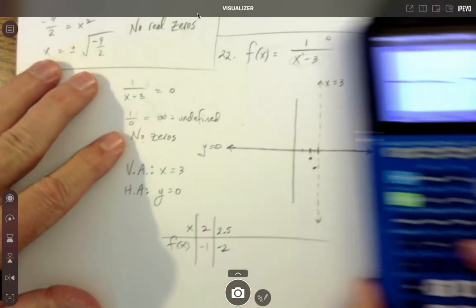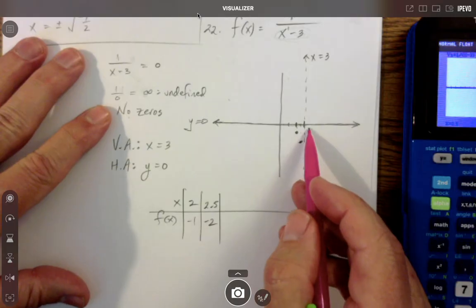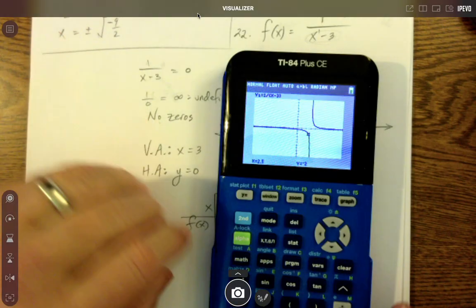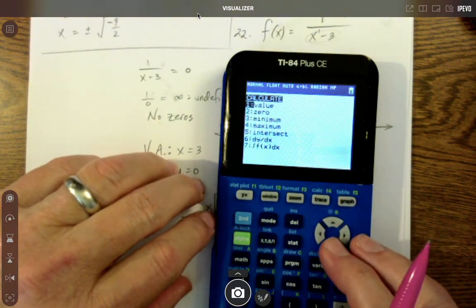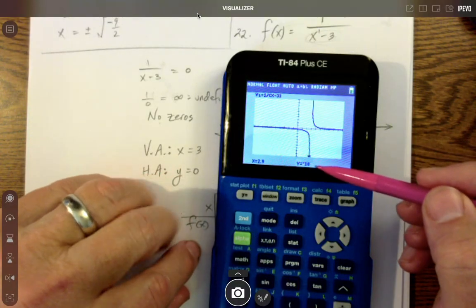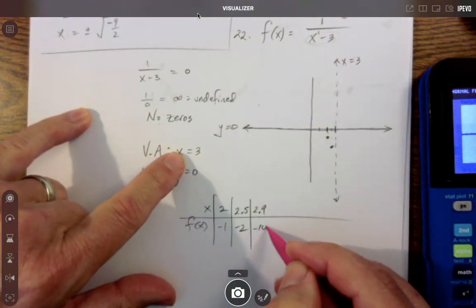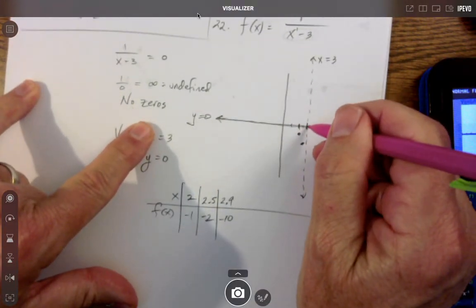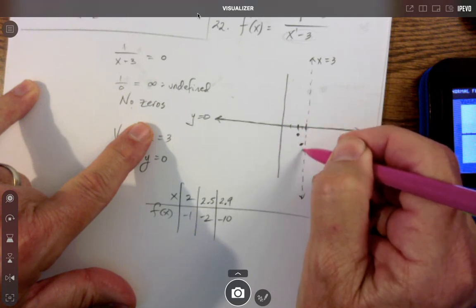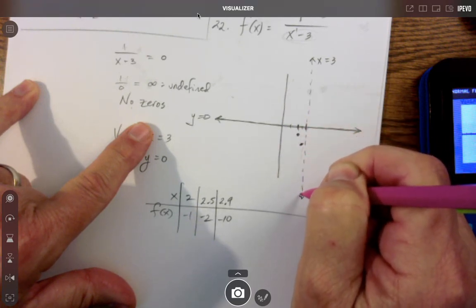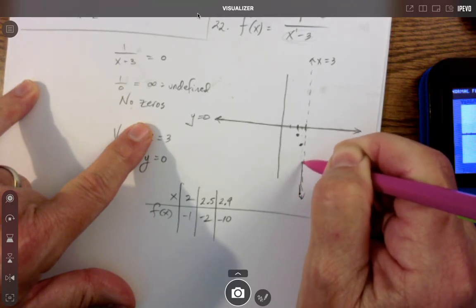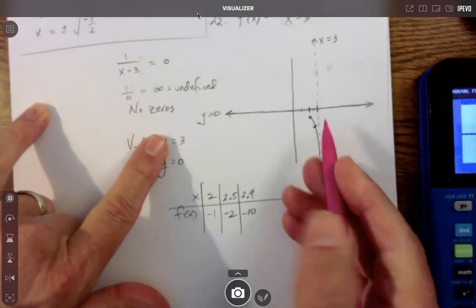All right, let's get closer to 3. So how about 2.9? What's going to happen? Second trace, value, 2.9: -10. So now when you're really close, approaching from this direction, it drops way down to -10, which is way down here somewhere, right? So obviously this thing is going to do something like this. And then it's going to come up.